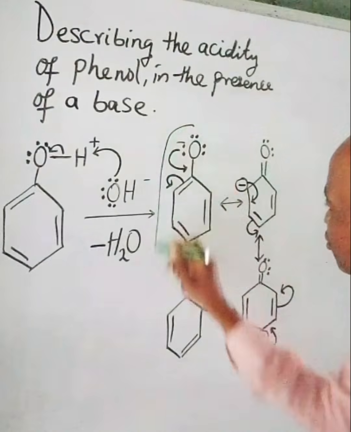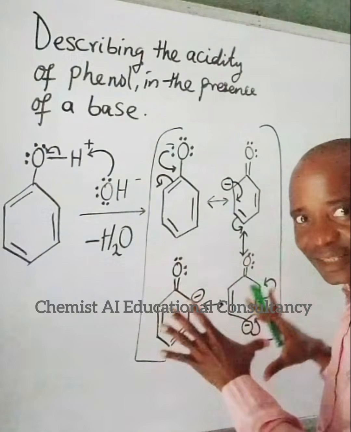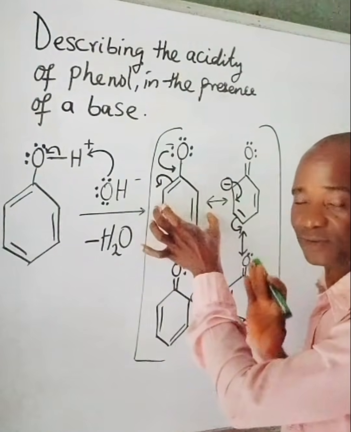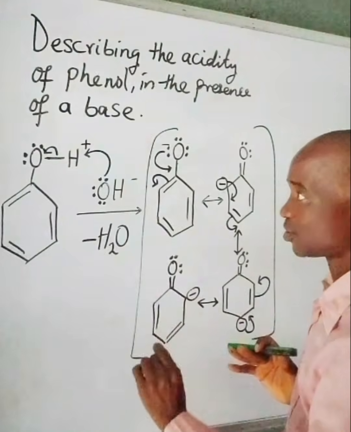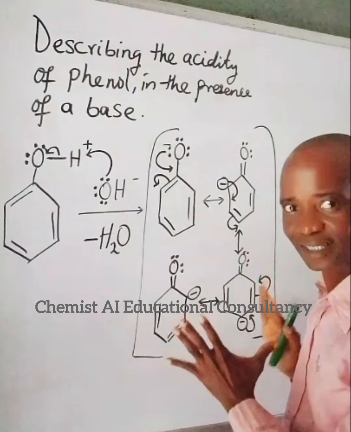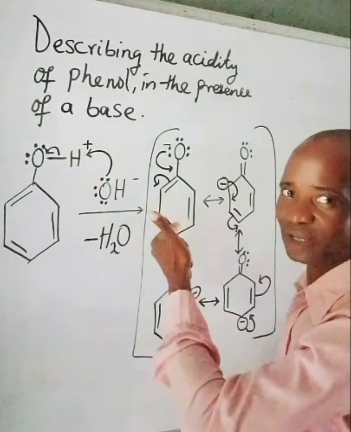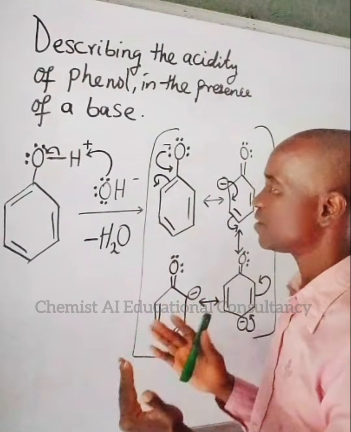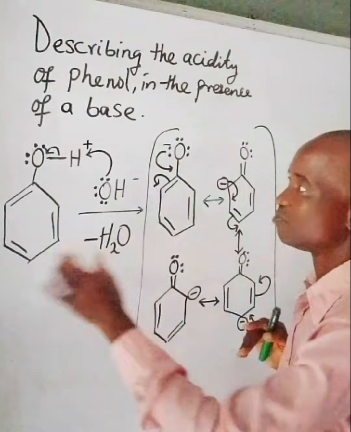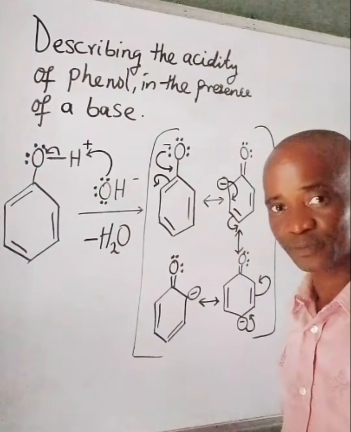So these 4 structures, they are not real structures. They are the resonance intermediates, the effort of this particular phenoxide ion to stabilize itself as a result of deprotonation of phenol. And this resonance stabilization is the reason why phenol will even lose hydrogen ion and become acidic. If the phenoxide ion is not stabilized in this manner, it means that phenol will not be able to act as an acid.